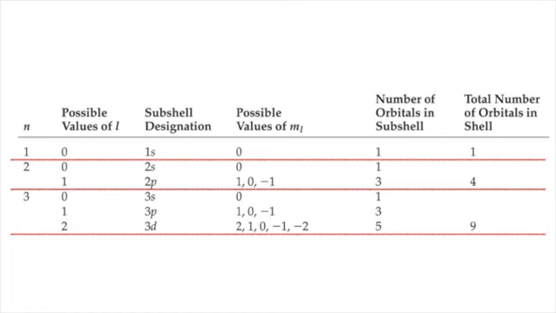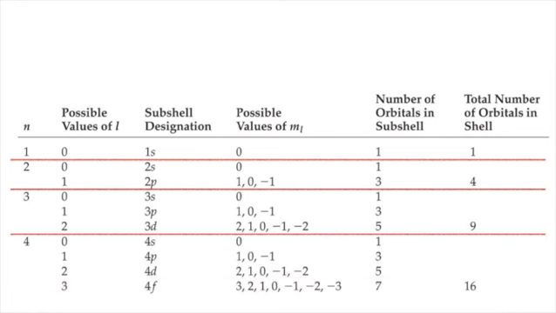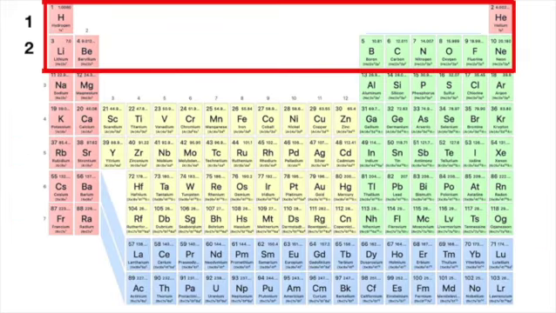When n is 3, then the subshell will have 3s, with 1 orbital in the subshell, or 3p with 3 orbitals in the subshell, or 3d, with 5 orbitals in the subshell, with a maximum of 9 orbitals in the shell. Let us review the shell and subshell notation for elements, used in the periodic chart, for the first 2 principal quantum numbers.